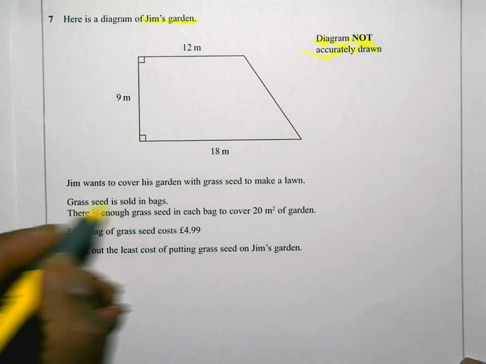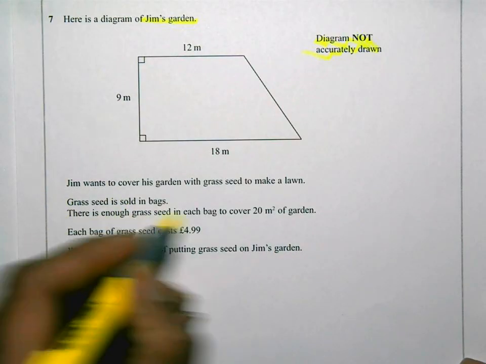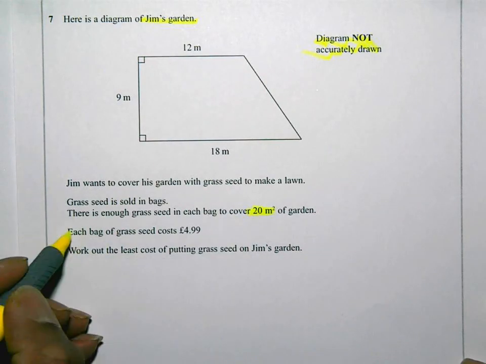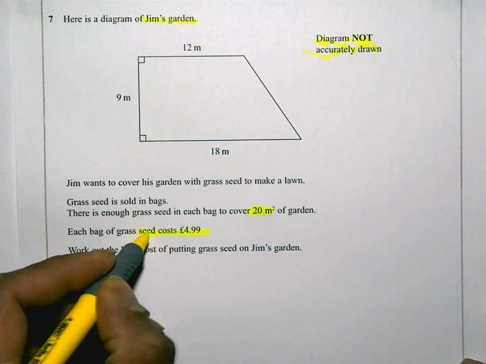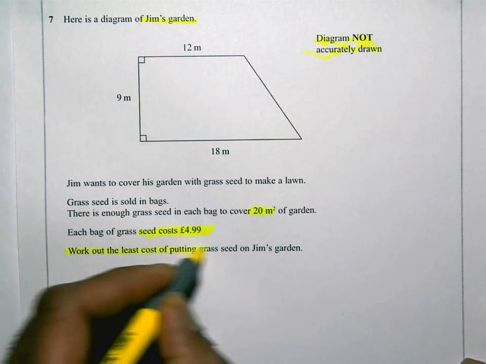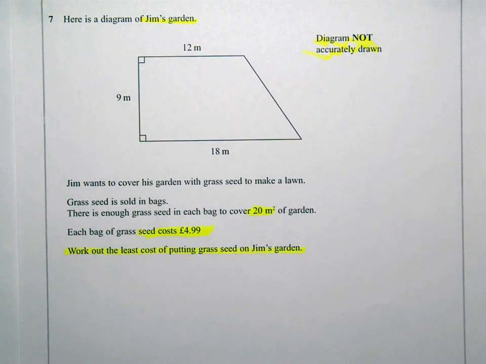Grass seeds are sold in bags. There's enough grass seed in a bag to cover 20 meters squared. Each bag of grass seed costs £4.99. Work out the least cost of putting grass on Jim's garden.